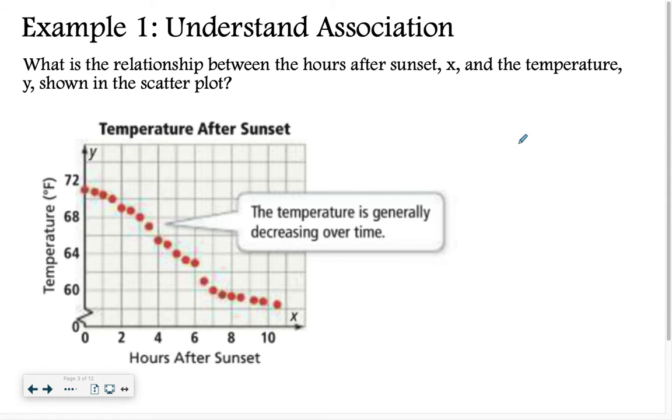Now let's talk about temperature after sunset. The sun's gone down, so it starts warmer, and as time passes, it gets cooler and cooler throughout the night. If we look at our x values, hours after sunset, x is still increasing, because we're going 2 hours after, 4, 6, 8, 10. But as our x value increases, our y value is going down. That temperature is getting cooler. That's called a negative association.